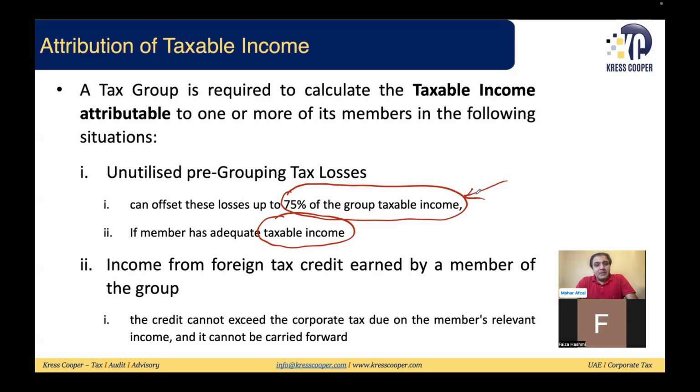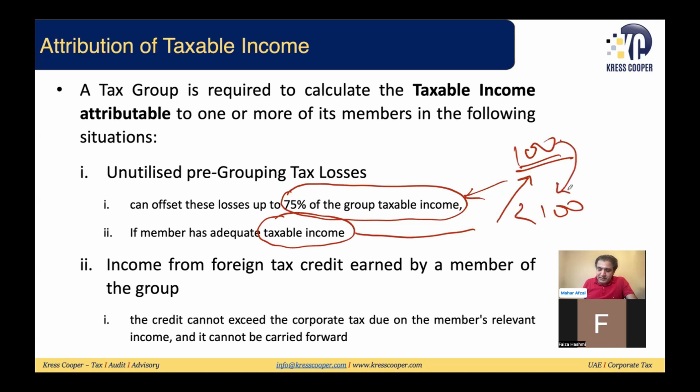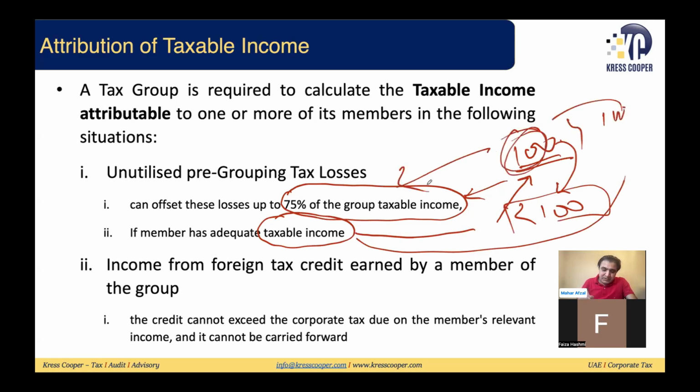but if the member has adequate taxable income, suppose this member has pre-grouping tax losses of 100, and we need to assess this income, we need to compare it with this 100. If the member's available income during the current period is less than 100, then this 100 will, for sure, not be fully adjusted. If this taxable income is more than 100, then this 100 will be adjusted, but this 100 should not be more than 75% of the group taxable income.